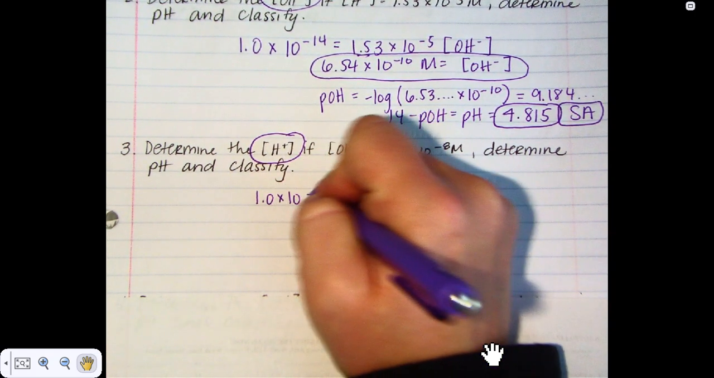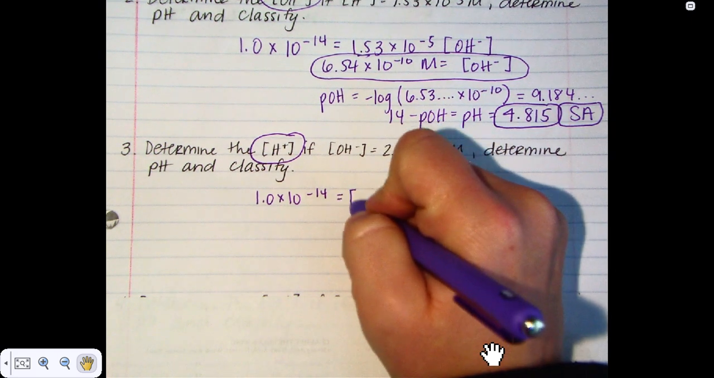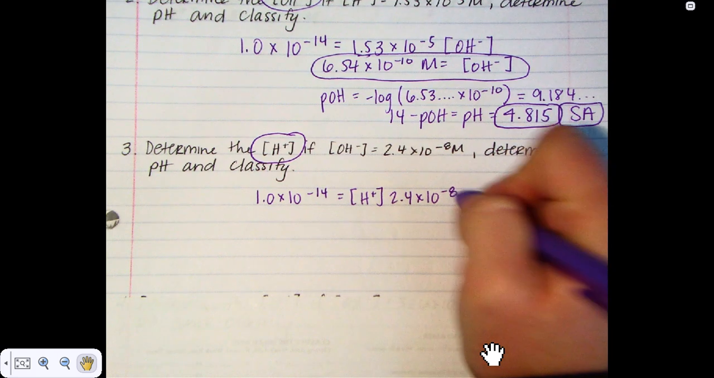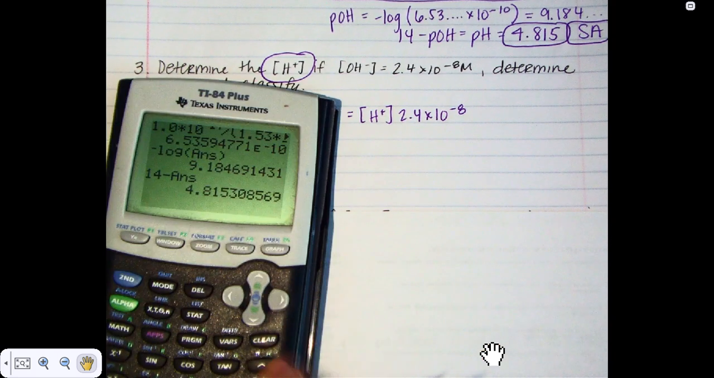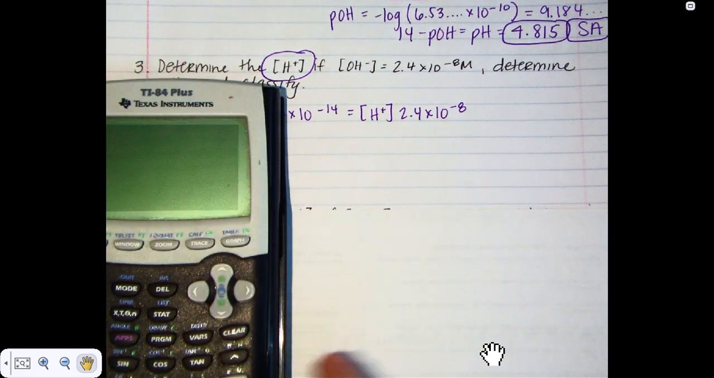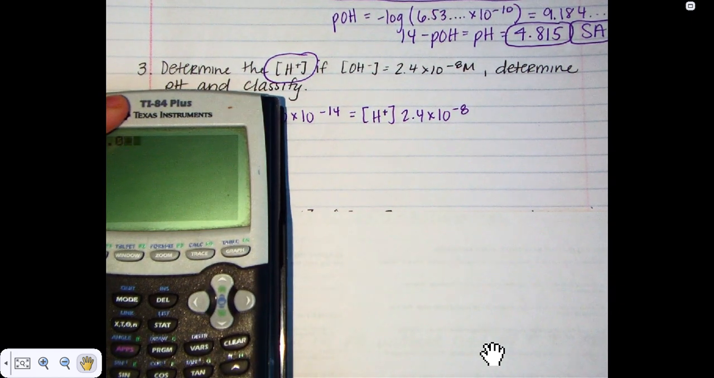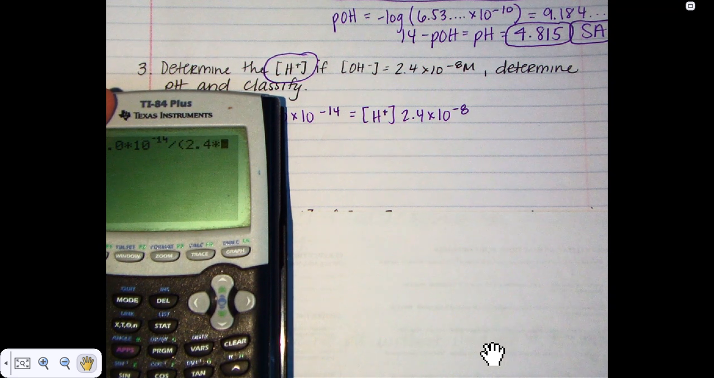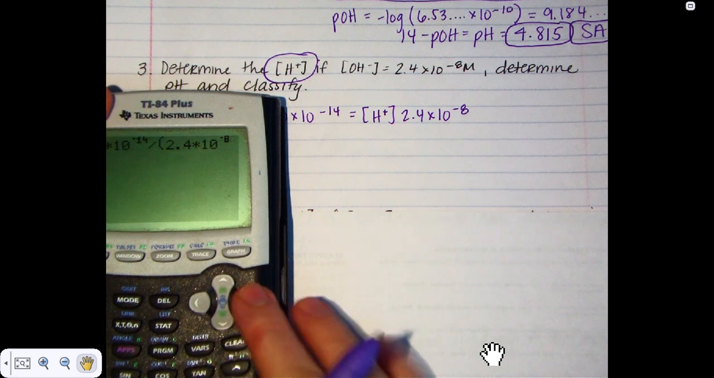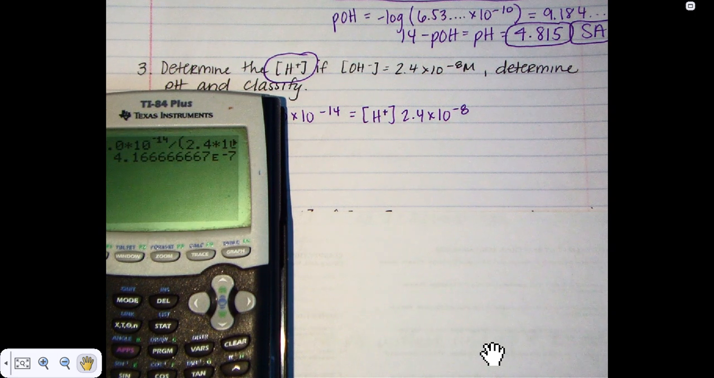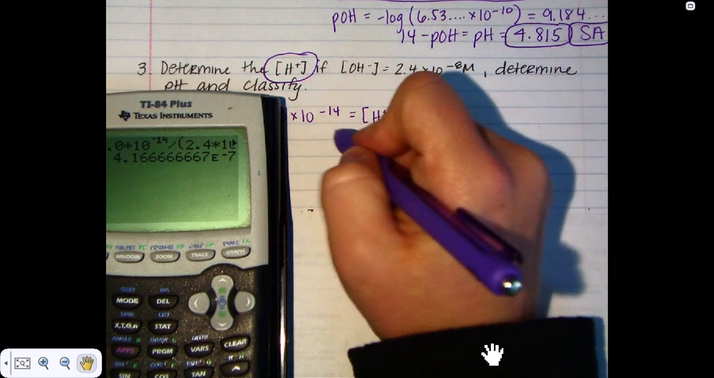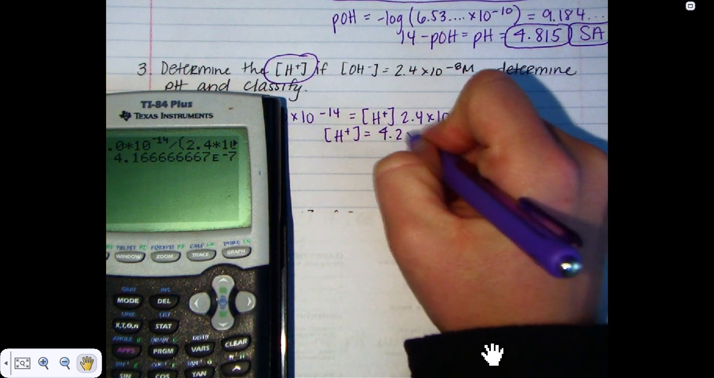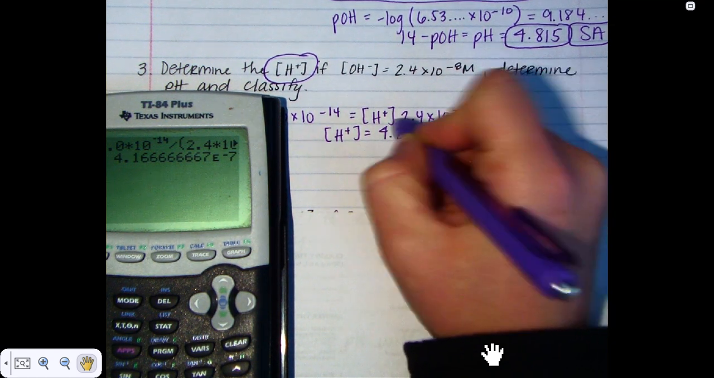1.0 times 10 to the minus 14 is equal to H plus times 2.4 times 10 to the minus 8. So I'm going to divide to find my H plus concentration. 1.0 times 10 to the minus 14th divided by 2.4 times 10 to the minus 8. All right, and 2 sig figs, so that's going to give me an H plus concentration equal to 4.2 times 10 to the minus 7 molar.